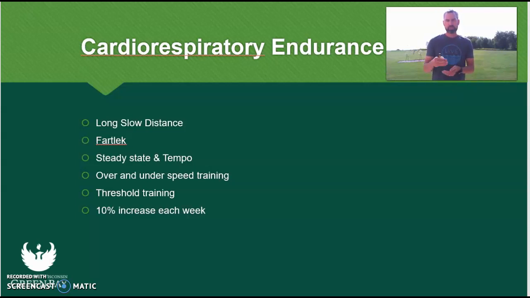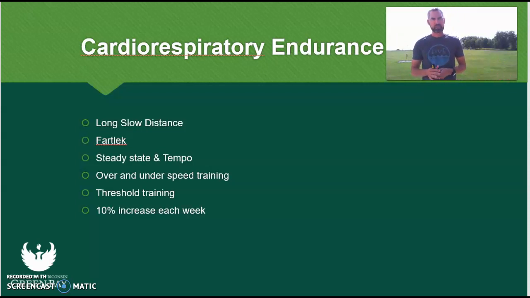So that would be picking up the pace. If we're running at maybe a 7-minute mile pace, we'd pick it up to maybe a 6.5 minute mile pace for a shorter period of time, and then ease back. So we can do tempo runs, which would be almost race pace in shorter intervals. Right, we do over or under speed training.